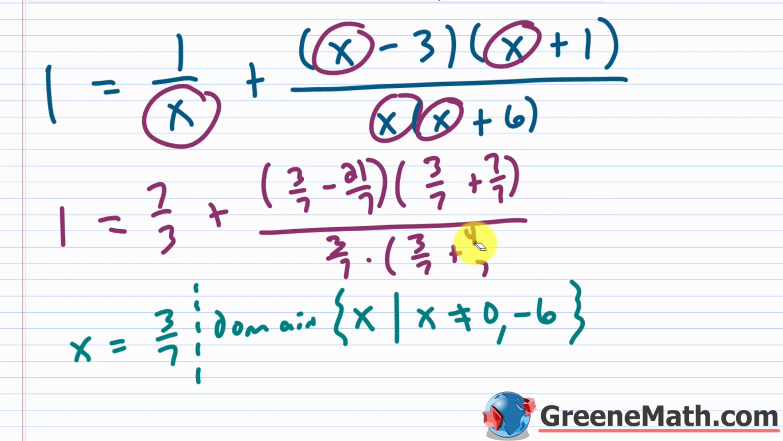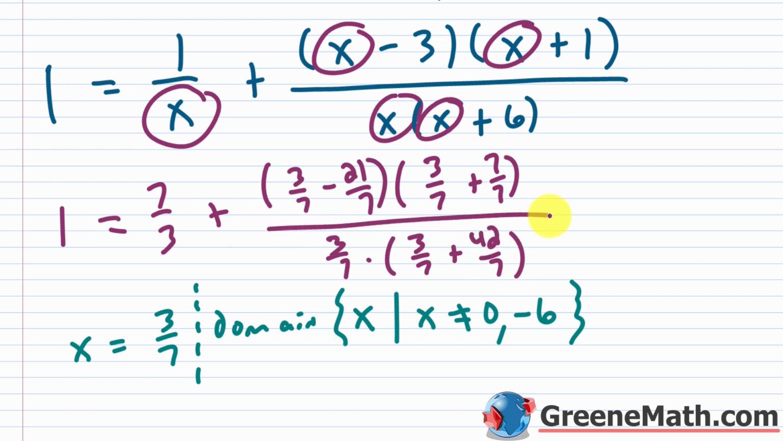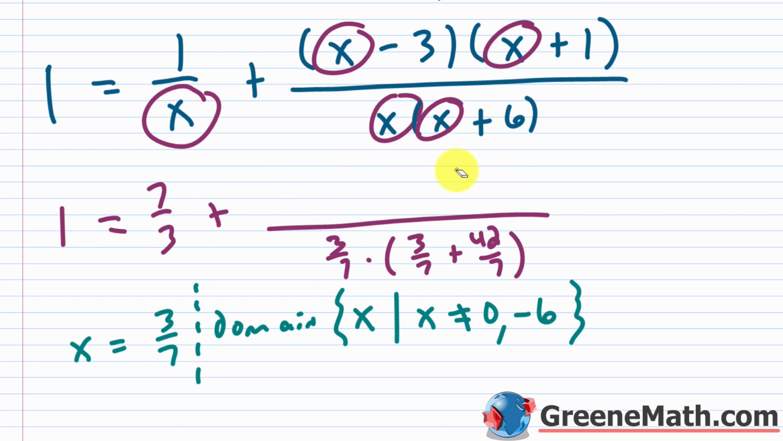Let me make that a little bit better. So this is 42 over 7. You put that fraction bar back in there. So 3 minus 21 is going to be negative 18. So this is negative 18 over 7. And then for this one, 3 plus 7 is 10, so this is 10 over 7. So I can't cancel anything. Negative 18 times 10 is negative 180, and 7 times 7 is 49. So this is negative 180 over 49.